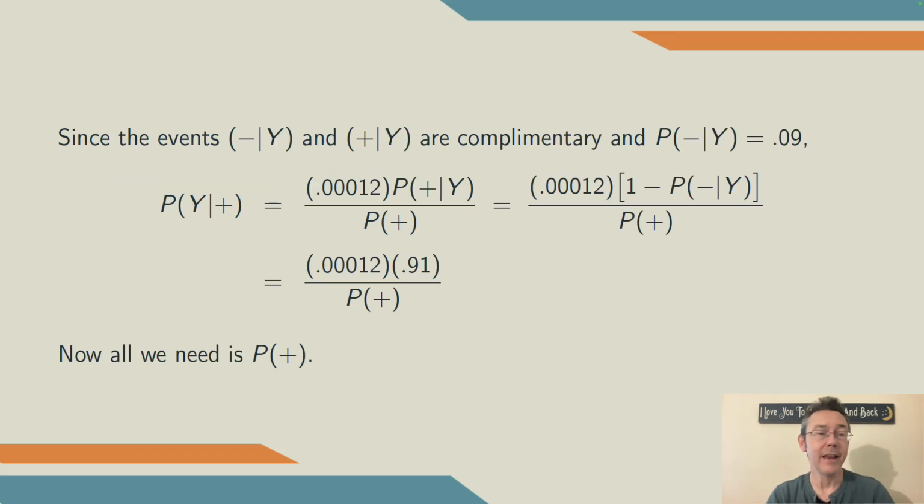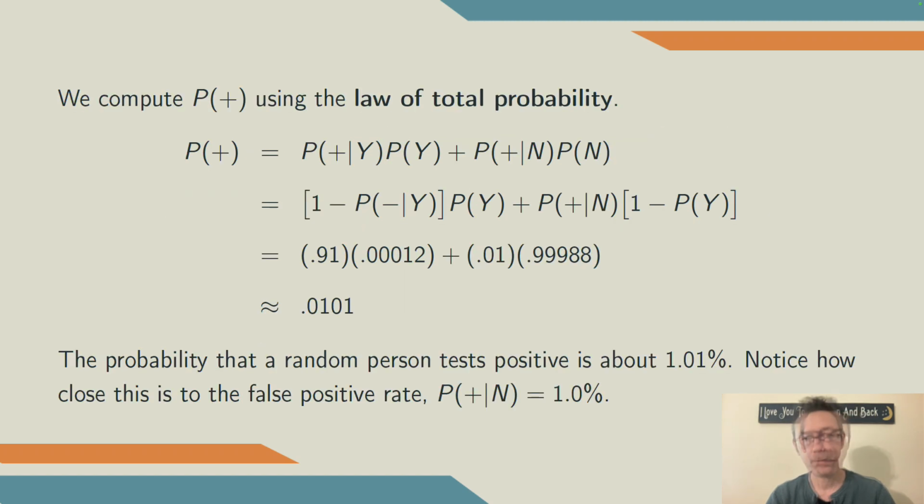But the events negative given that they have it and positive given that they have it are complementary. And of course we know the probability of getting a negative result given that they do have it is 0.09. Therefore, the probability of a positive result given that they do have it is 0.91. Plugging into Bayes' rule, all we need to get now is the probability of a positive result.